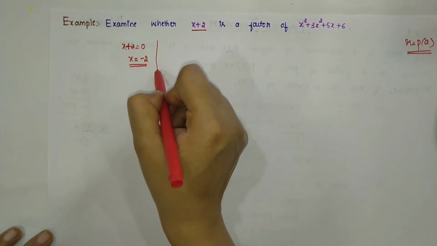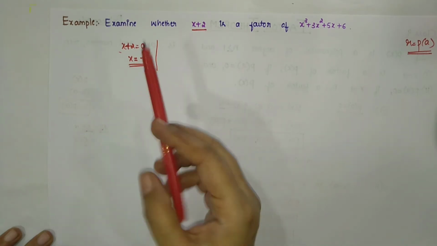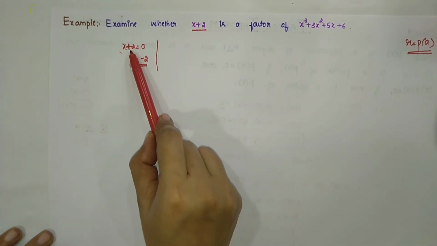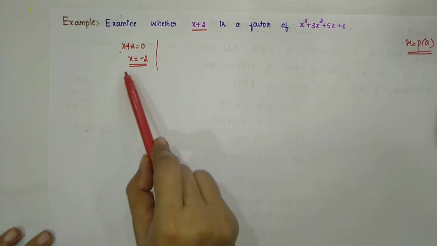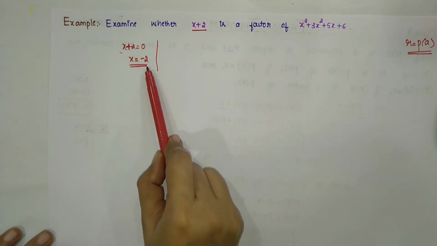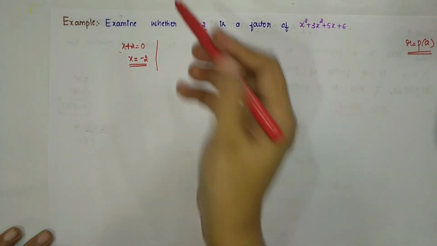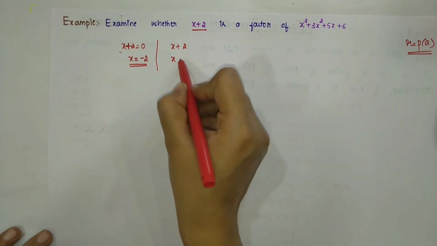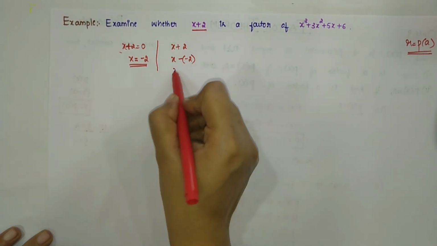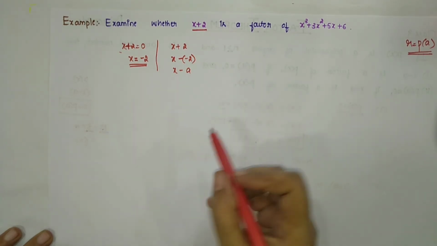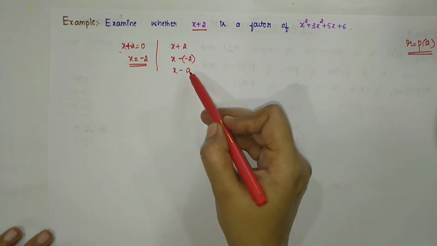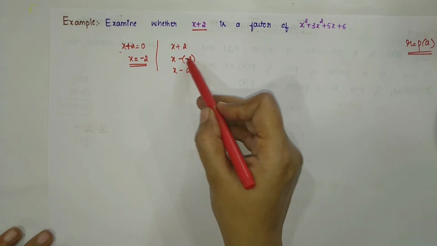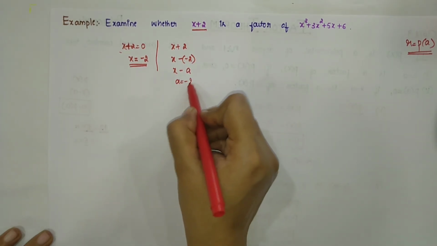So we have x plus 2 equal to 0, and by taking this 2 from the left hand side to the right side, we will get the value of x equal to minus 2. Or else you can also write it like this: x plus 2 is in the form of x minus of minus 2, that is in the form of x minus a. X and minus as it is, and in the place of a we have minus 2. So a is equal to minus 2.